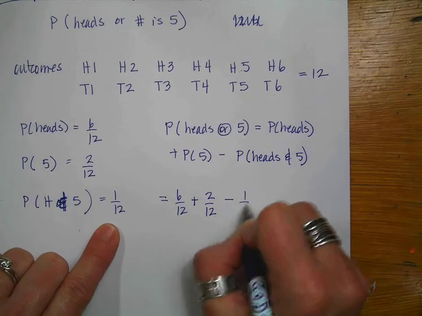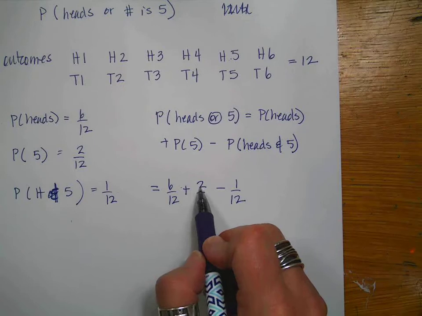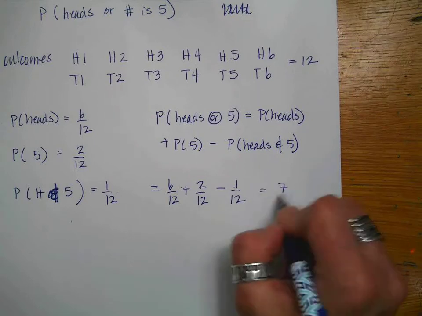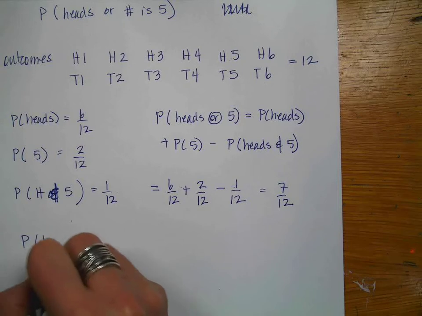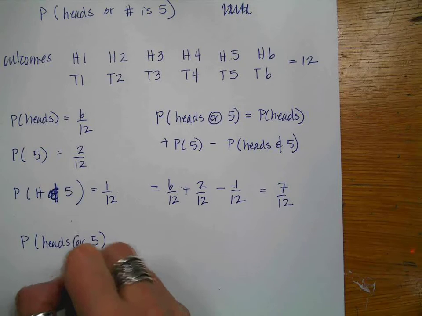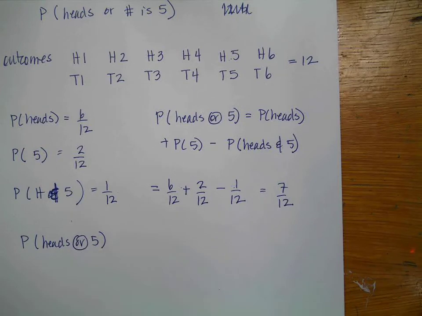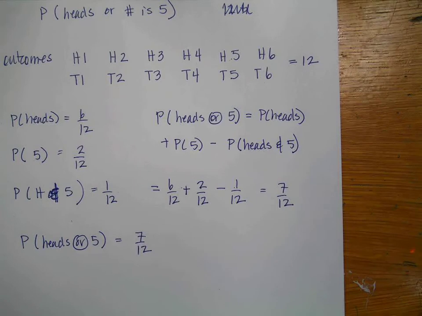The probability of a 5 was 2 out of 12. They overlapped. They met both criteria. So 6 plus 2 is 8, minus 1 is 7, so it's 7 out of 12. So the probability of getting a heads or a 5, remember or was add and subtract where they overlap, is going to be 7 out of 12.